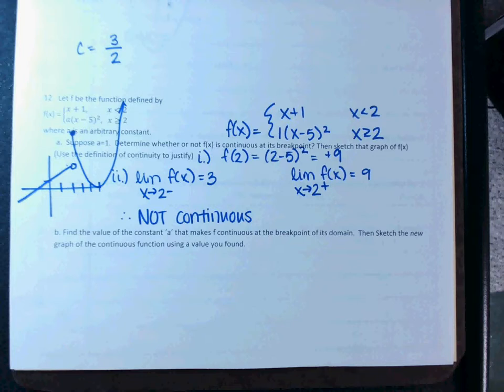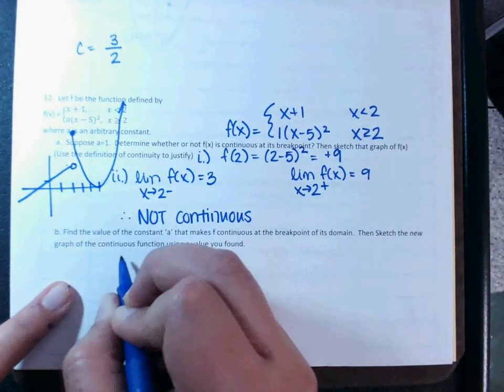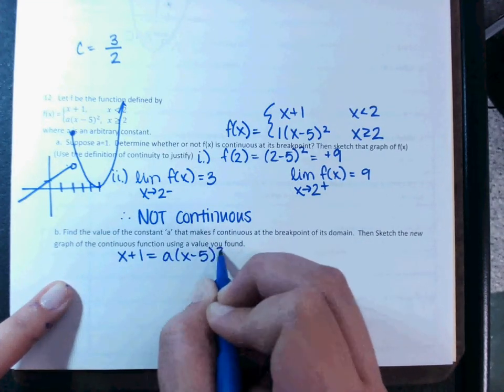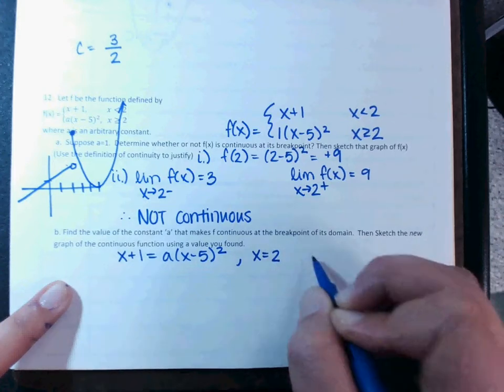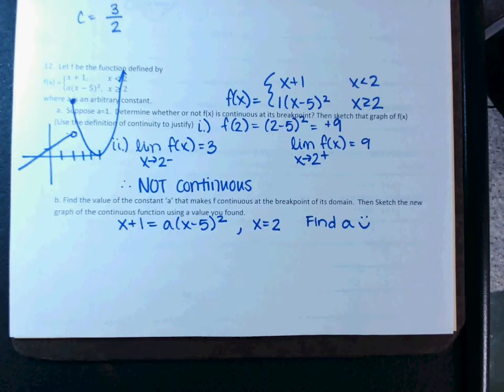Go to part B. Find the value of a that makes it continuous. What are you doing in part B? You want to make it continuous. Set them equal to each other and plug in what number? 2. So you're going to set x plus 1 equal to a times x minus 5 squared, and you're going to let x be 2, and then you're going to find a. No, the only reason we had to do that was because 2 letters were missing. So this one only has an A. But if there's 2 letters, you'll have to do a substitution.